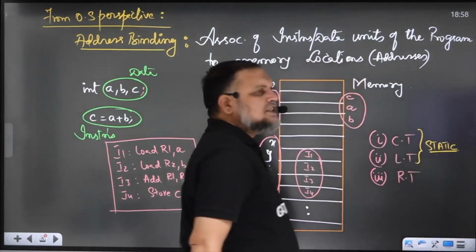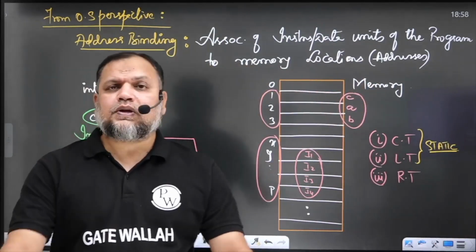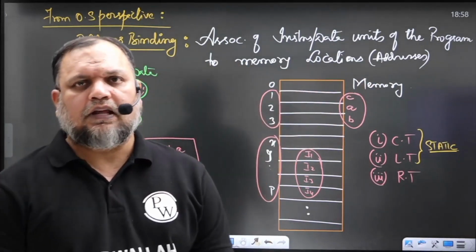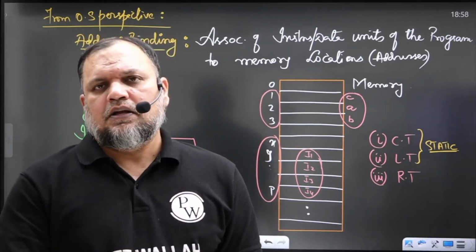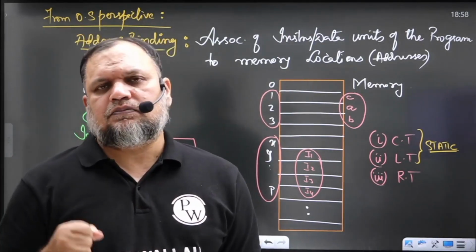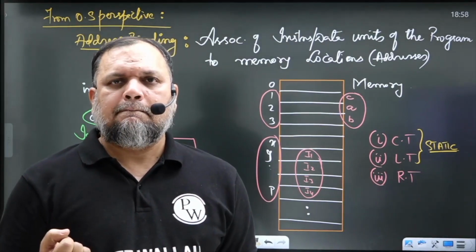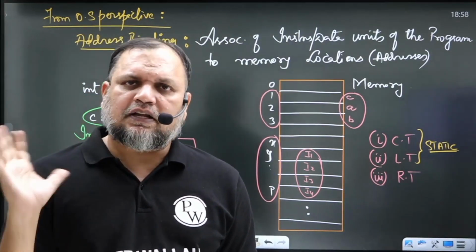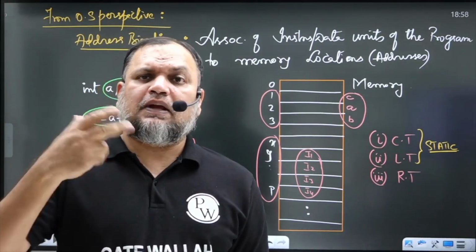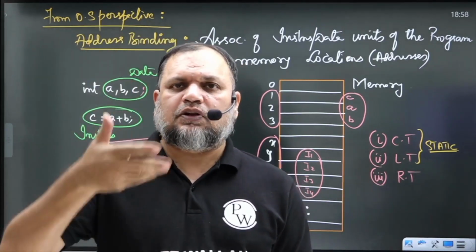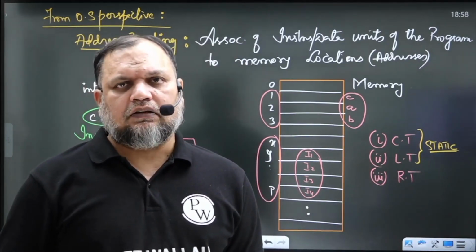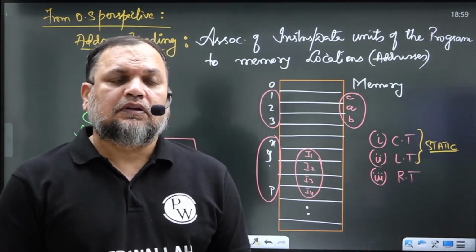Static means once binding has been done, you cannot change it. Like my name binding is static. My name cannot change. My color, my height, static. Whereas my age is dynamic. It keeps on changing. So that is dynamic.